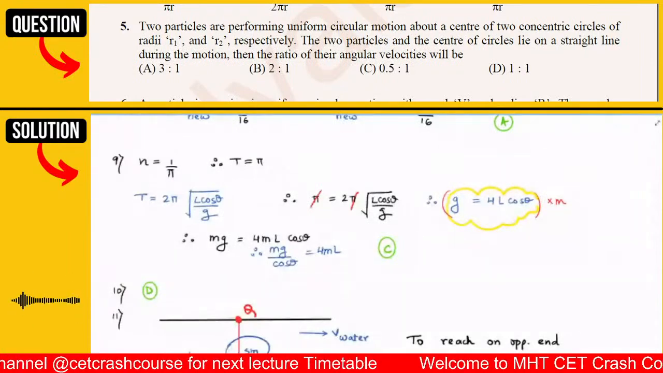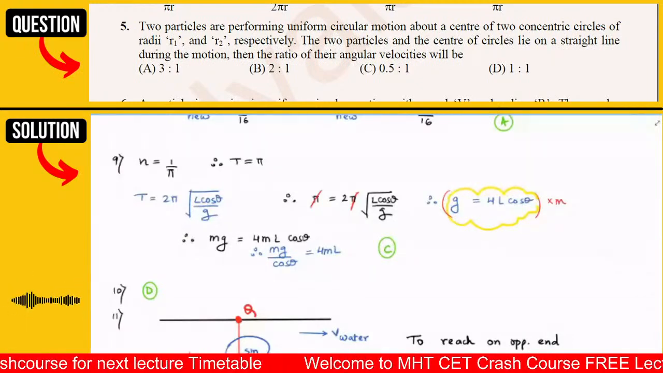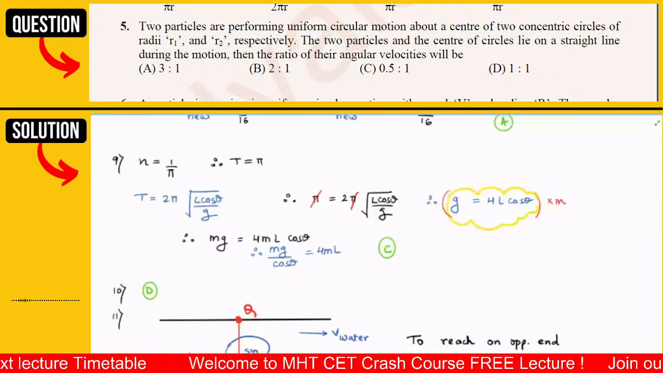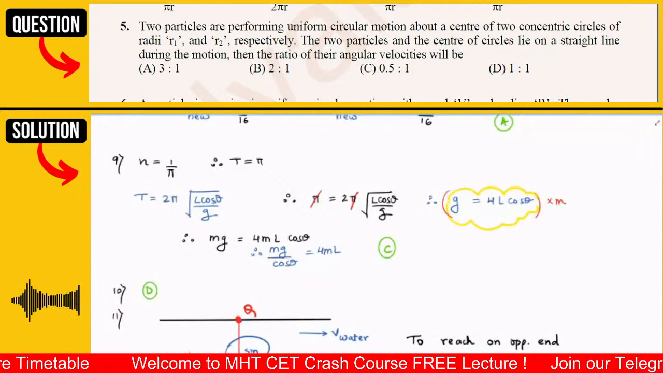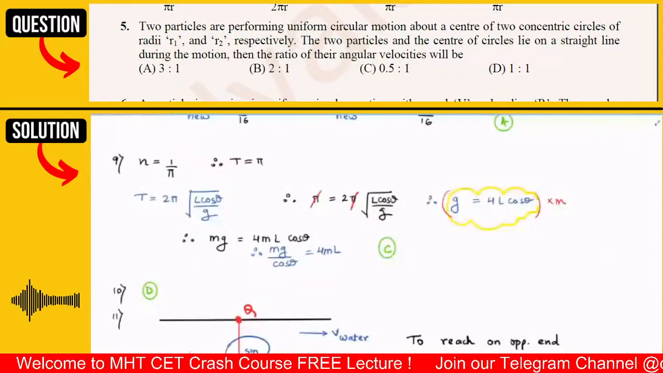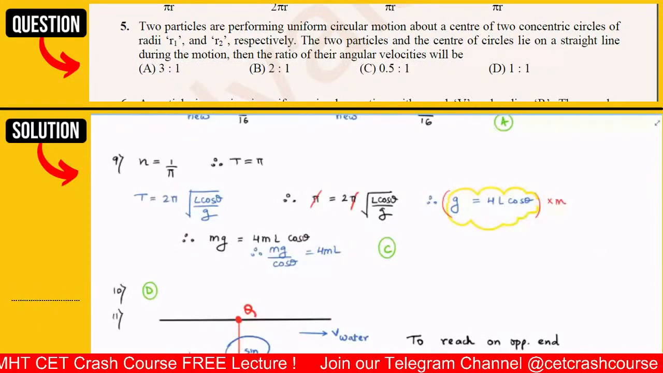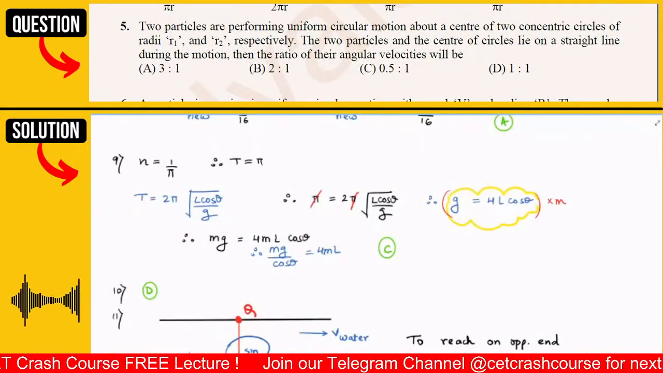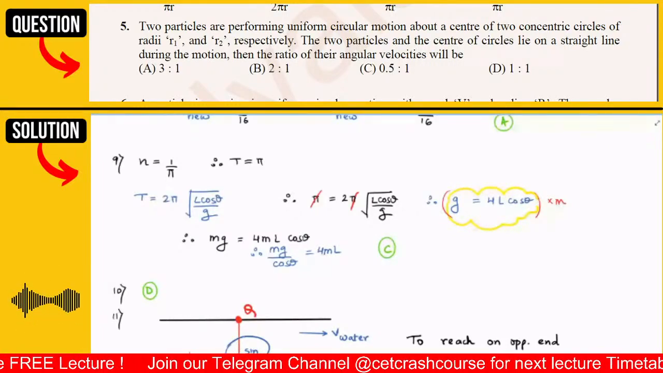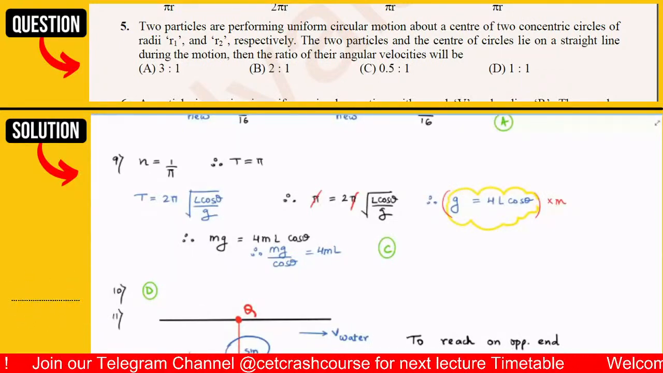A string of length L is fixed at one end and carries a mass m at the other end. The mass is revolving in a horizontal circle, making theta as the semi-vertical angle of cone. Dear students, semi-vertical angle of cone means that it is a conical pendulum. The question is based on conical pendulum, right? What do we need to find? If 1 upon pi revolutions per second are taking place, what is the tension in the string?